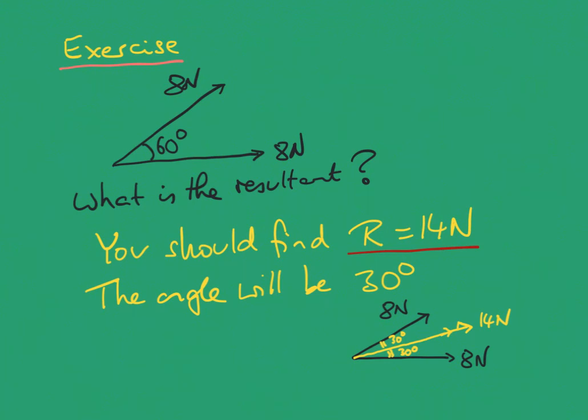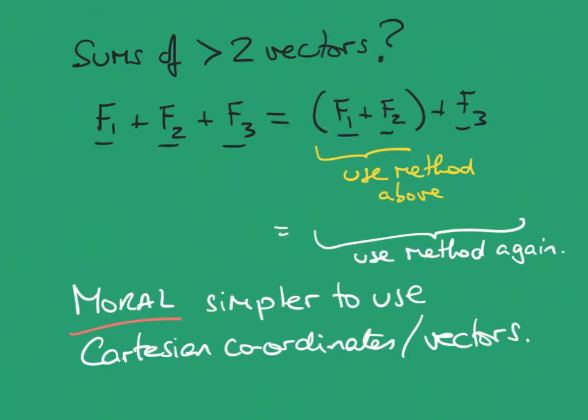Now, on the final slide, I'll just talk a little bit about using this more generally and indicate another method. So supposing you have more than two vectors that you wish to add together. Let's imagine we have three of them, f1 plus f2 plus f3. Well, what you can do is add f1 and f2 together using the method we've described above, and then once you've worked out the resultant here, you could add the resultant plus f3 using the method again.